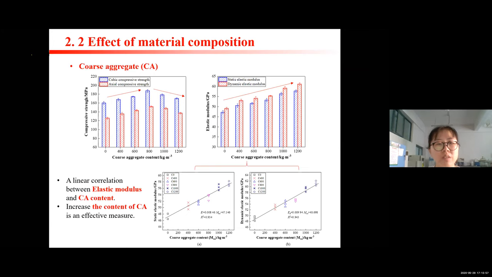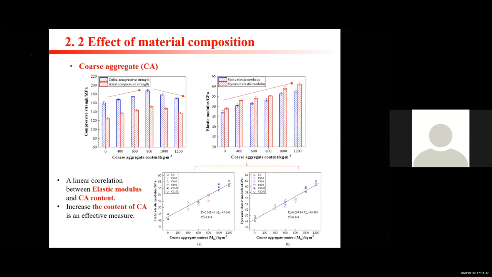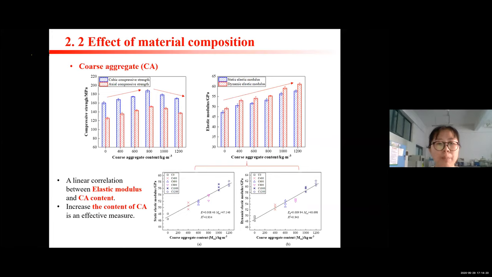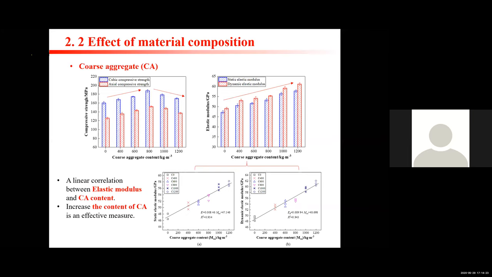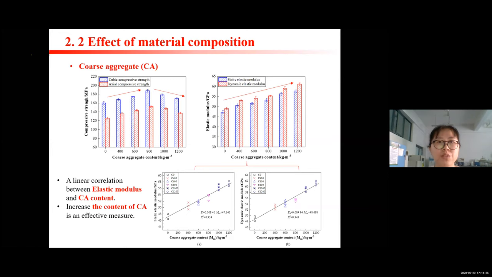And then the coarse aggregate, it can be seen from this figure. The cubic compressive strength increased first and then decreased with increasing aggregate content. When the content was 800, the compressive strength reached the maximum. The influence of aggregate content on the axial compressive strength is the same as on the cubic strength. However, for the elastic modulus, with increasing aggregate content, the static and dynamic modulus also increased.